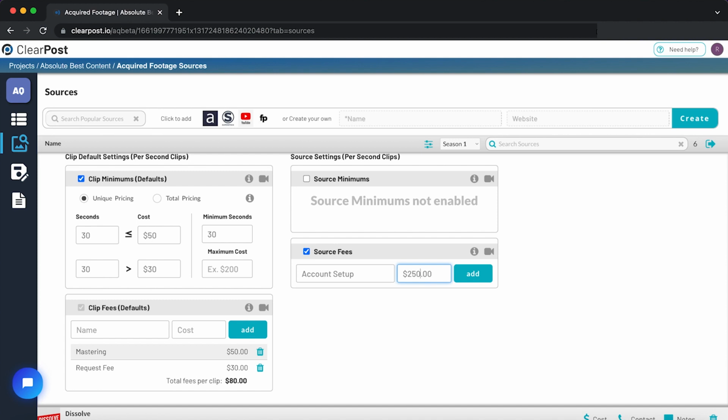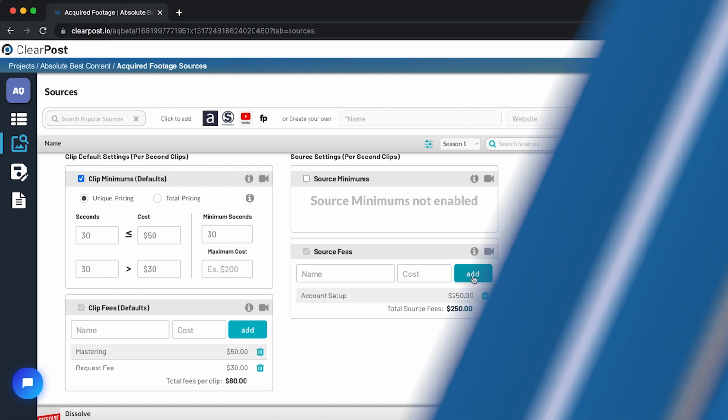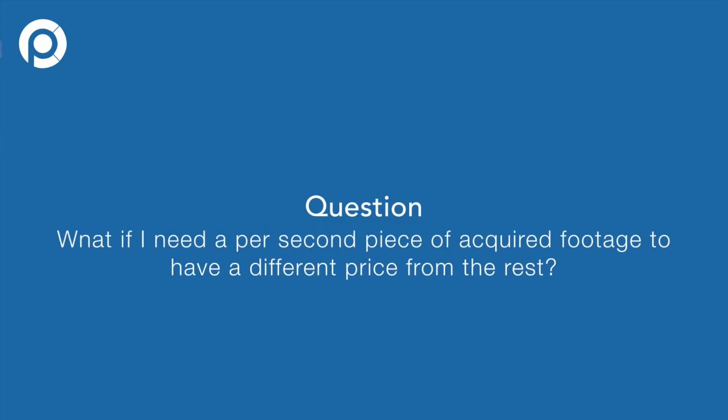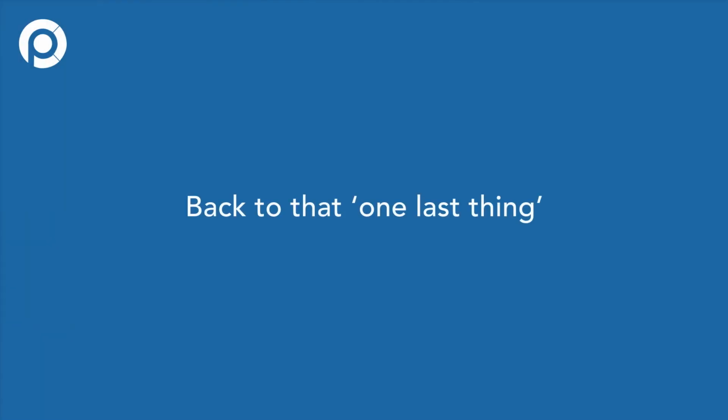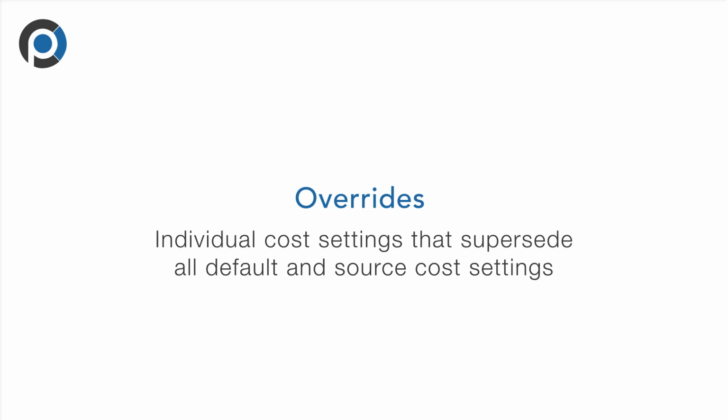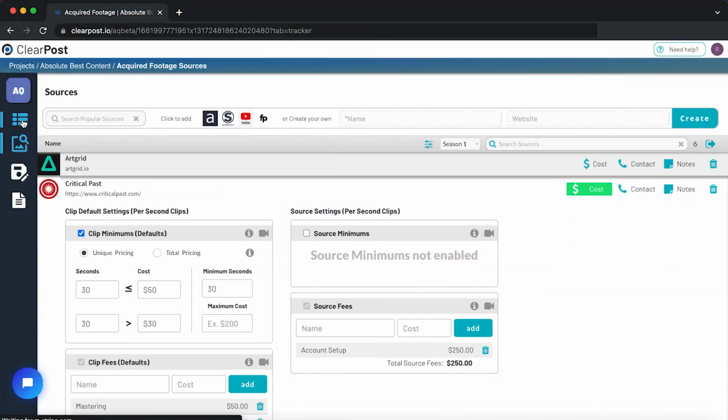Now that you have seen how to add source cost settings, you may be wondering what to do if your vendor decides that they want to charge a different rate on one or more pieces of acquired footage. ClearPost has a solution for these scenarios. This brings us to that one last thing I mentioned before: overrides. Overrides allow you to set a different per second cost when either clip minimums, clip fees, or source minimums are enabled. For example, currently clip minimums are enabled for Critical Past.